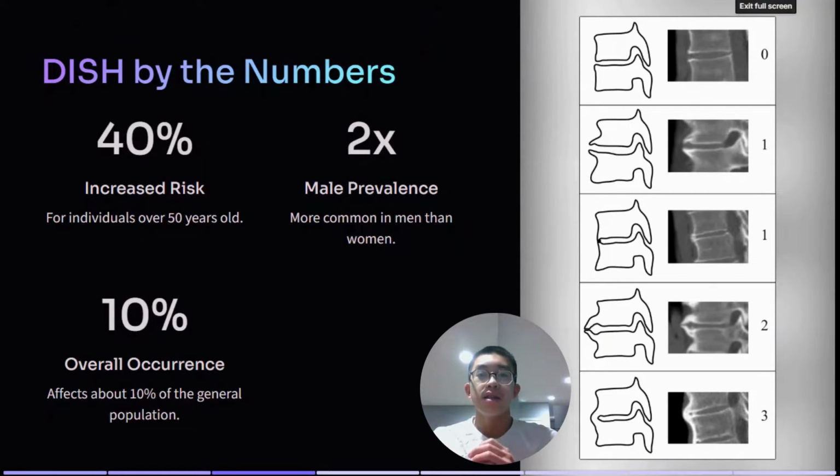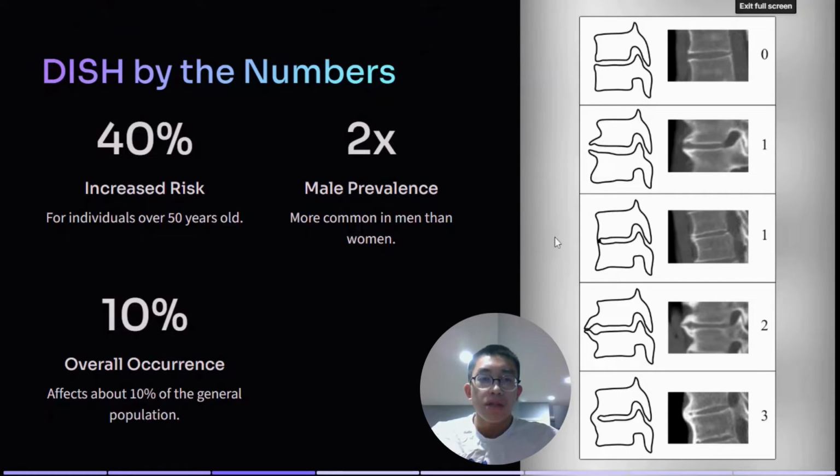Now let's take a look at the stats of this disease. There's a 40% increased risk for individuals over 50 years old. This disease is 2 times more prevalent in males than females, and this disease affects 10% of the general population.